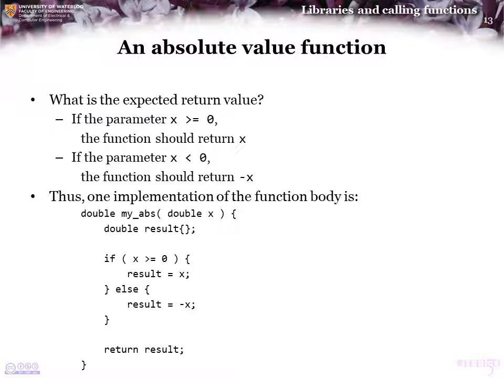So here's one implementation of the function body for the myAbs function. I have a local variable, result. If x is greater than or equal to 0, result is assigned the value of x. If the condition is false, therefore x must be less than 0, in which case result is assigned the value of negative x. Whatever value result has right now, that value is returned from this function.